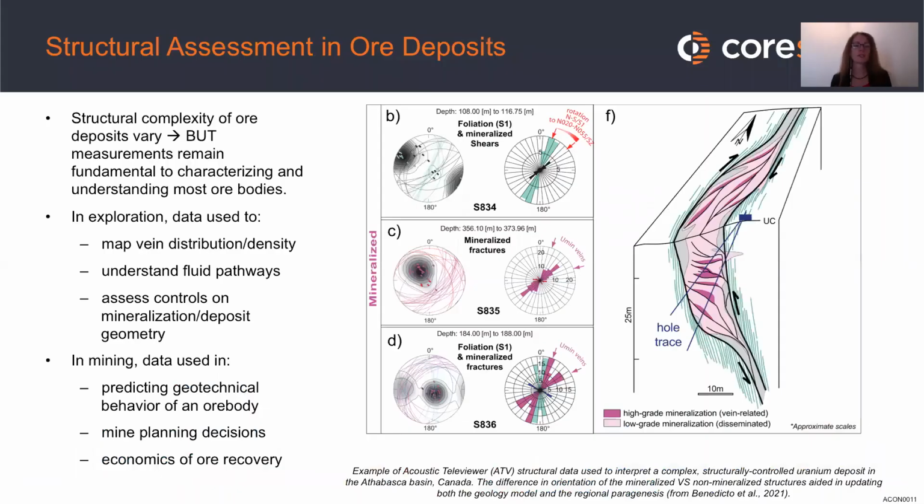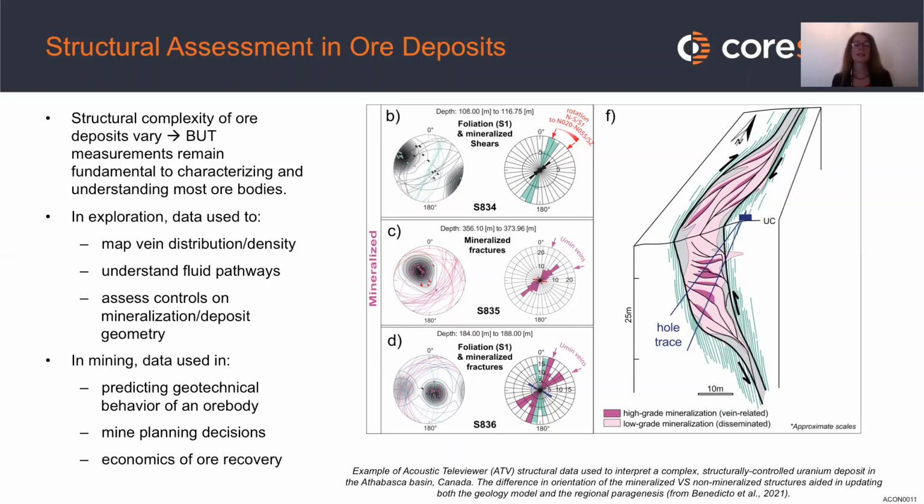I think everyone in this session can appreciate the importance of structural assessment as it applies to ore deposits. The structural complexity of ore deposits may vary depending on the ore deposit type we're looking at, but being able to measure structures and using that information remains absolutely fundamental to characterizing and understanding most of the ore bodies that we work in. In exploration, we use structural data to map vein density and distribution, to understand fluid pathways and paragenesis, as well as to assess controls on mineralization and deposit geometry. In mining, we use structural data to predict geotechnical behavior of an ore body, and this helps us with our mine planning decisions, as well as understanding the economics of ore recovery, which is really important.